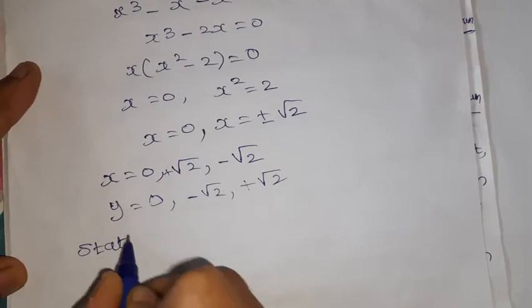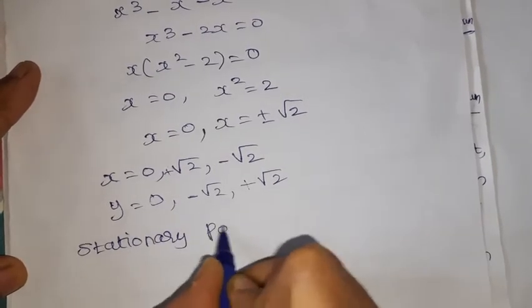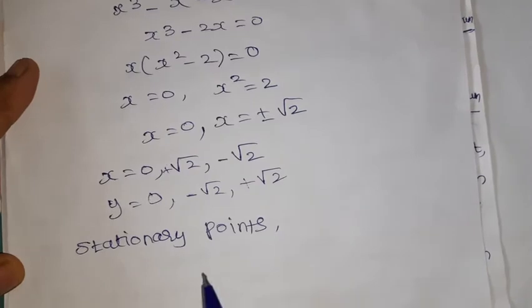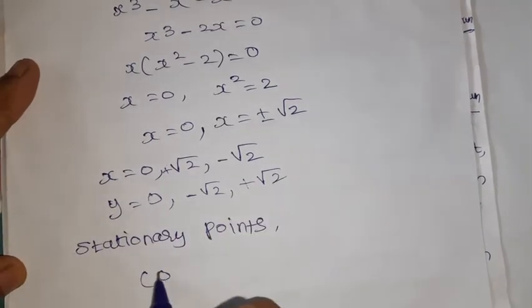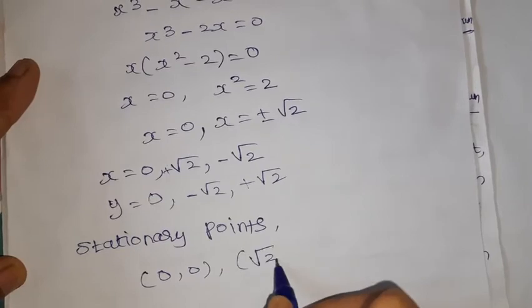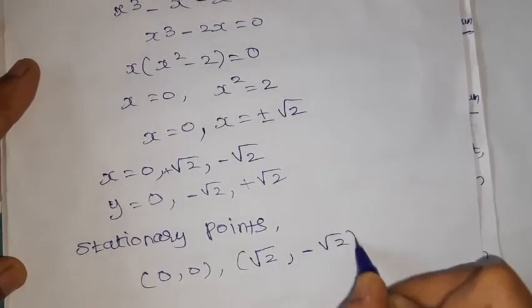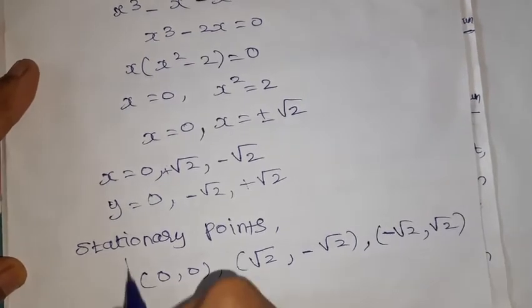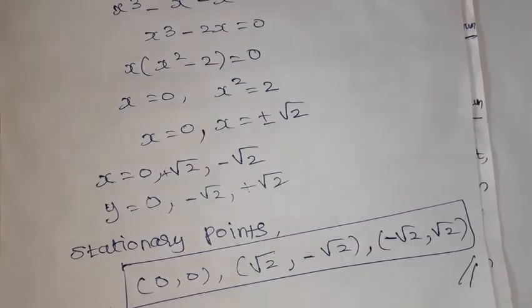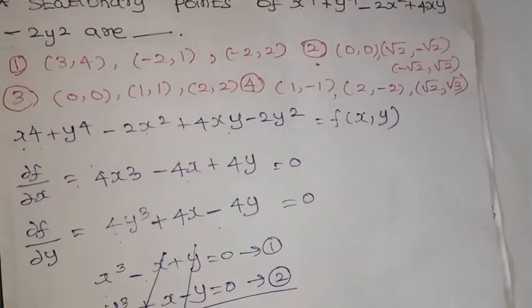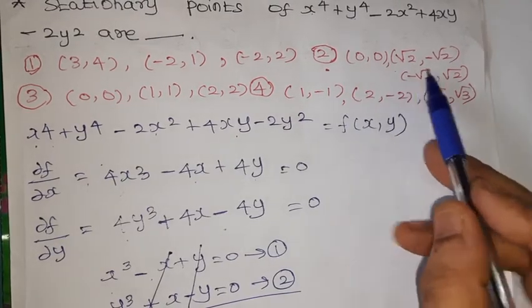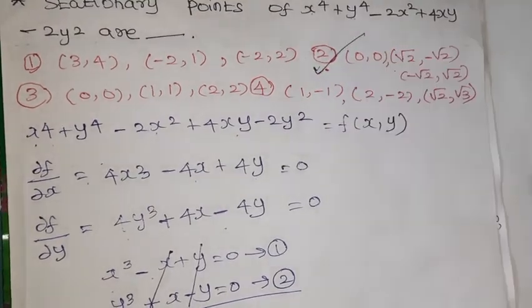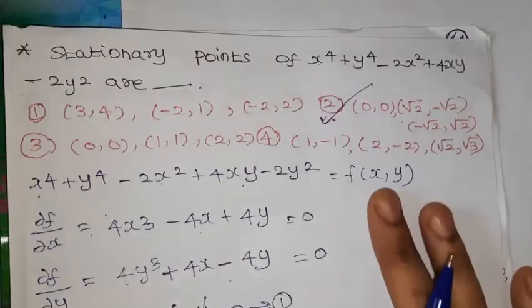Stationary points are found just by equating ∂f/∂x and ∂f/∂y equal to 0, and we can solve this. So (0, 0), (√2, −√2), then (−√2, +√2), right? These are the stationary points for the given problem. So which one: (0, 0), (√2, −√2), (−√2, √2). Option 2 is the right option for the given problem. Okay, we'll move on to the next one.